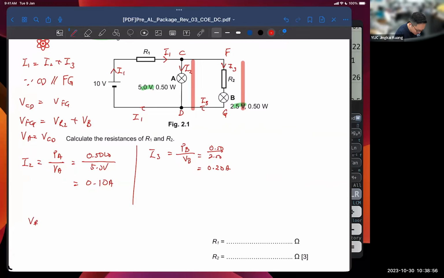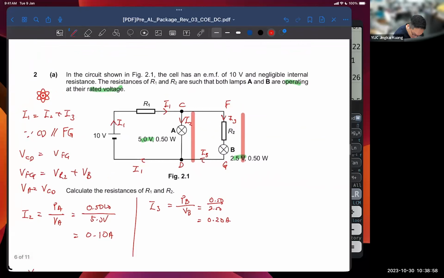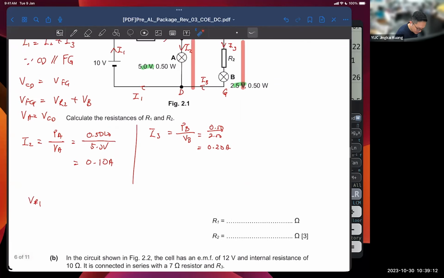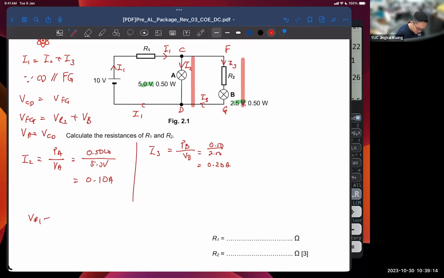VR1, we look at this path here. This path, coming back here, must drop by 10 volts. If this drop is 5 volts already, and nothing else here, this one must drop by 5 also. So I say VR1 plus VA is equals to 10 volts. So VR1 is equals to 10 minus VA, which is 10 minus 5. I get 5.0 volts.